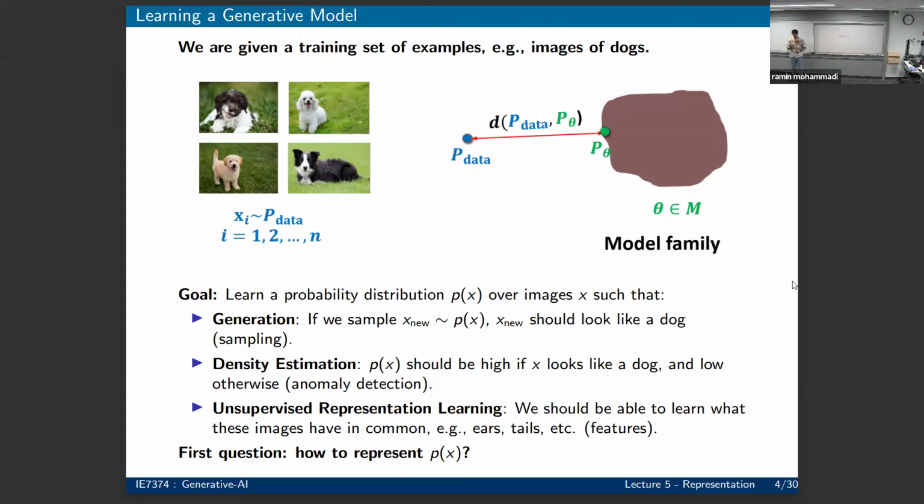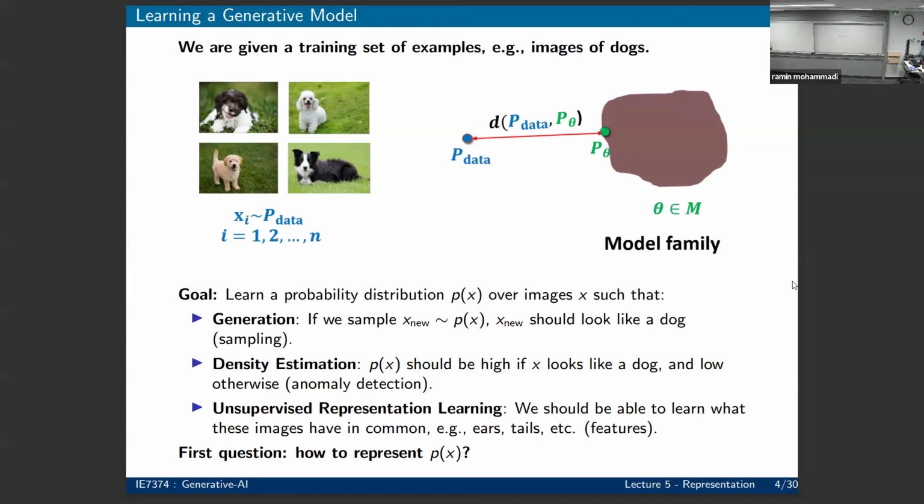So the idea here is that in density estimation, if we have trained this model and it has learned enough, then if you pass an image of a dog to this model, it should give a high probability for it.